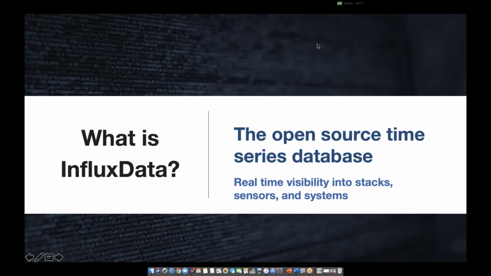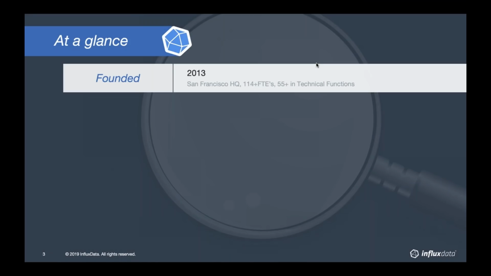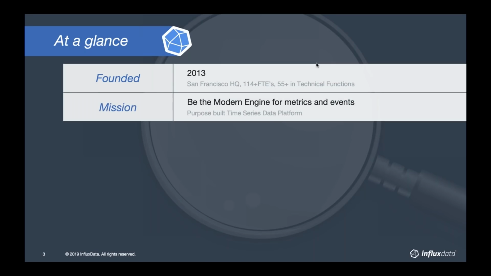First things first, what is InfluxData? InfluxData is the open source time series database. You may have noticed a healthy amount of pride in that statement, and it's for a good reason. We believe that we provide the means for improvement, and we do that by giving you real-time visibility into stacks, sensors, and systems. A little bit more about InfluxData. We were founded in 2013. We have our headquarters in San Francisco. We are about 115 full-time employees, half of them in technical positions.